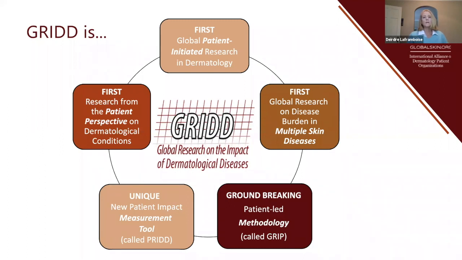And then the measurement tool we call PRID, the Patient Reported Impact on Dermatological Diseases. This is, we'll call it, the golden egg that's coming out of all of this research. In science, a measurement tool is also called a measure, but we call it a measurement tool, and it will be developed in phase 4.